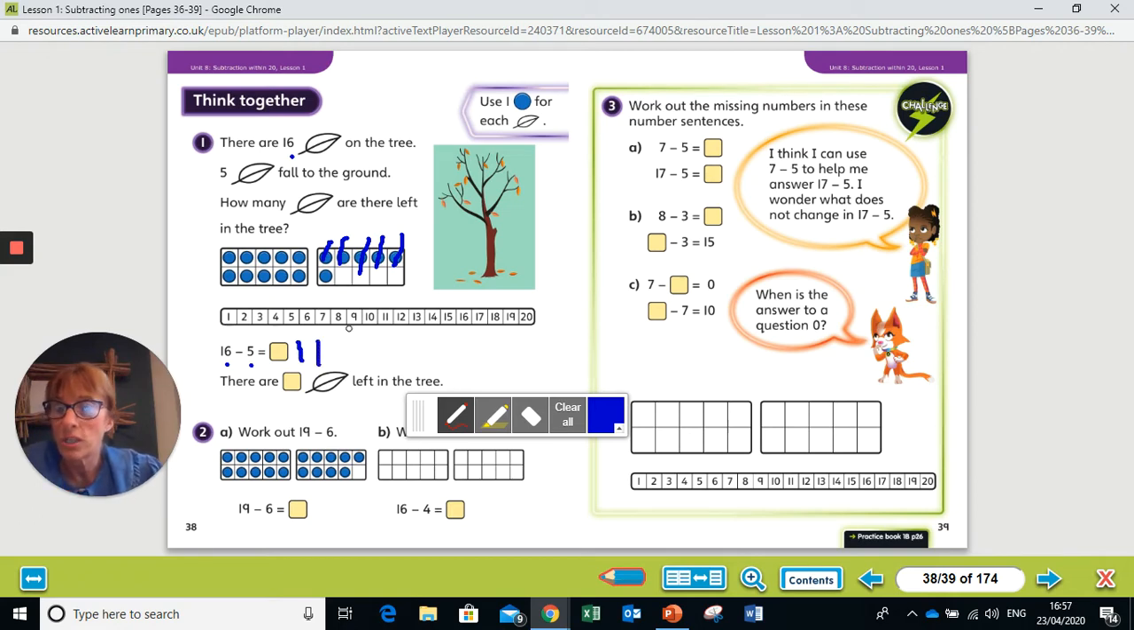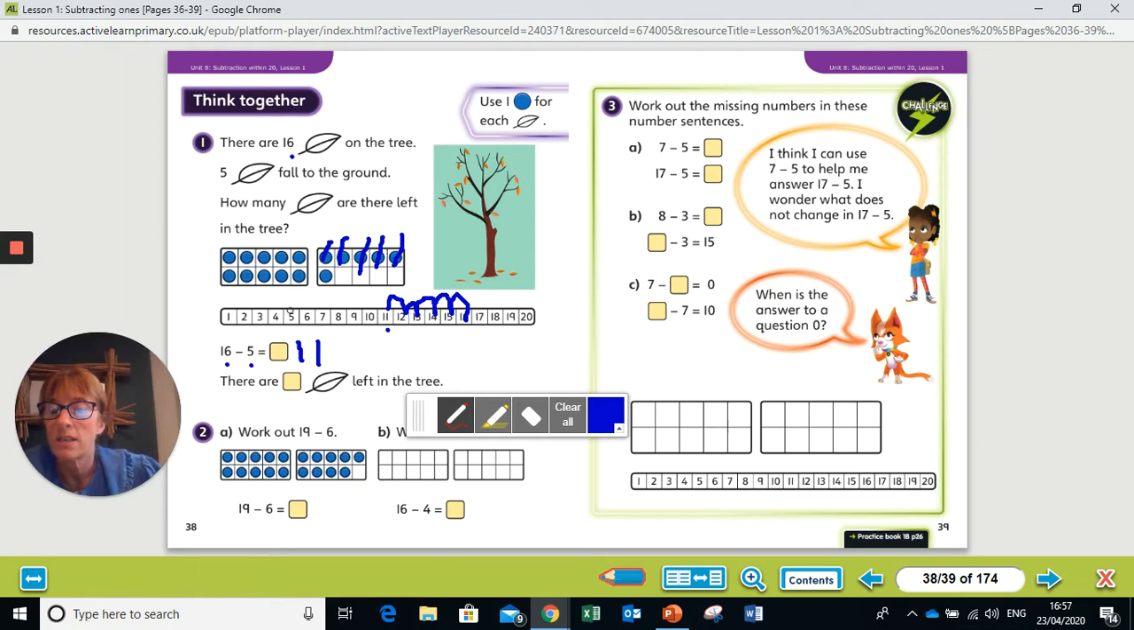Now, using your number track, you can do that just the same. Remember, the little girl thought that was a little bit quicker, and I think some of you thought that was quicker. So which number do we start on our number track? Yes, look at our number sum. We put our finger on 16, and we need to count backwards 5, because we're taking away those 5 leaves. So we start at 16, we make our first jump, 1, 2, 3, 4, 5, and we've got the same answer. Our answer is 11.